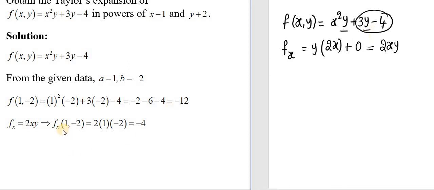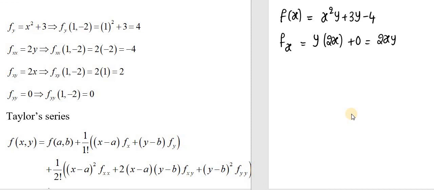Now, we are going to find out the value of fx at 1 comma minus 2. Substitute x with 1, y with minus 2. So, 2 into 1 into minus 2. So, 2 2s are 4. Here we have minus sign. That's why we are going to get minus 4.